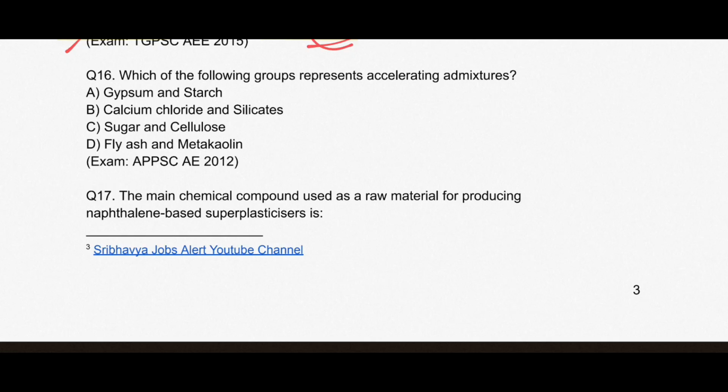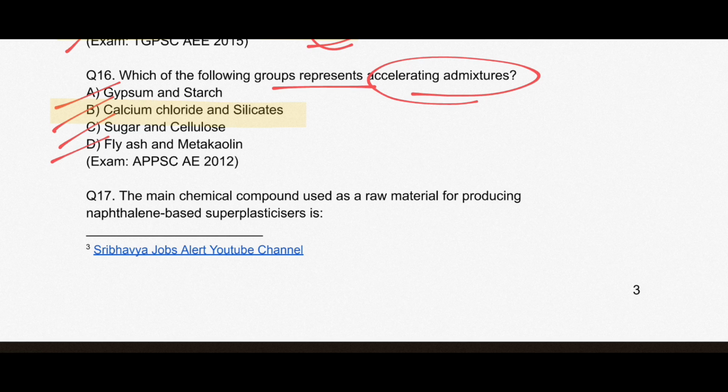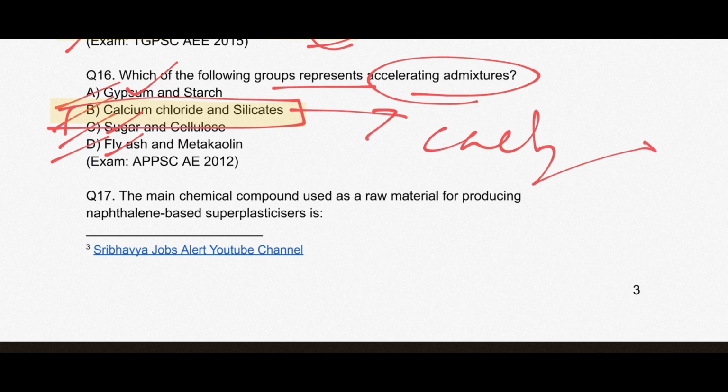16th question. Which of the following groups represents accelerating admixtures? Option A gypsum and starch, option B calcium chloride and silicates, option C sugar and cellulose, option D is fly ash and metakaolin. So the answer is option B, that is calcium chloride and silicates. మనకి gypsum అనేది రిటార్డింగ్ ఏజెంట్, షుగర్ రిటార్డింగ్, ఫ్లై యాష్ కూడా రిటార్డింగ్ కోసమే. So option B is the correct answer. Calcium chloride, as we all know that CaCl2 is an accelerating agent.